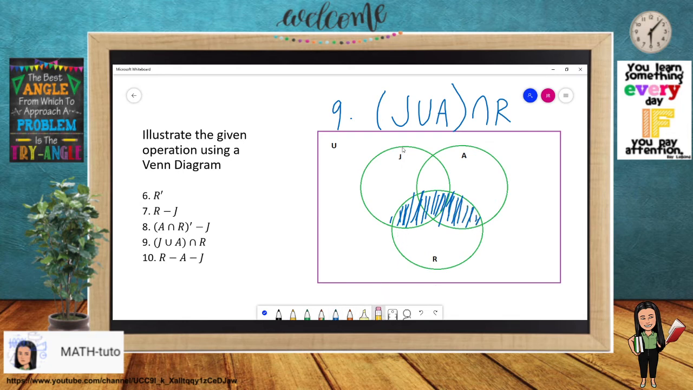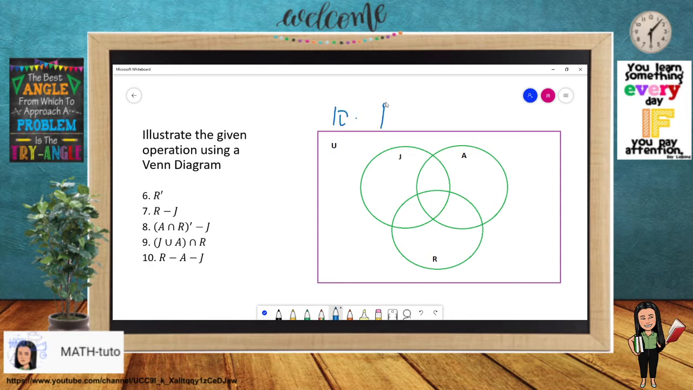And then, number 10. Parang meron na to kanina. Pero anyway, gawin natin ulit. Number 10. That is R minus A minus J. The R. And then, subtract natin yung J. Subtract natin yung A. That is R minus A minus J.